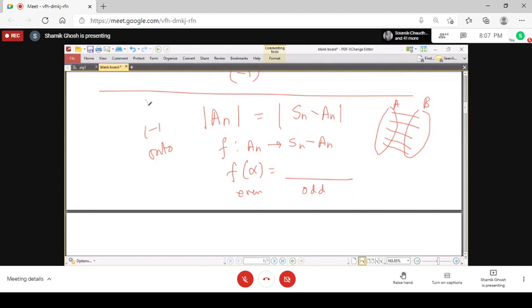Here we always assume that n is greater than or equal to 2, otherwise the permutation has no meaning, because if it is only the singleton set, it has no permutation. S1 is just a one-element group. So we consider n greater than or equal to 2 at least.